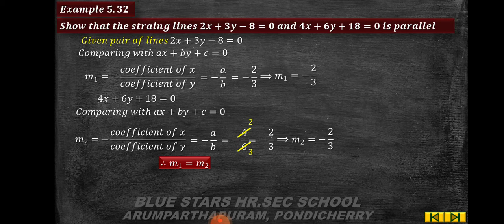The value of m1 and m2 both are same, which is nothing but minus 2 by 3. Therefore, the given two lines are parallel. If m1 is equal to m2, it means the two lines are parallel. If two lines are perpendicular, we get m1 cross m2 is equal to, that is, the product of two slopes is equal to minus 1.